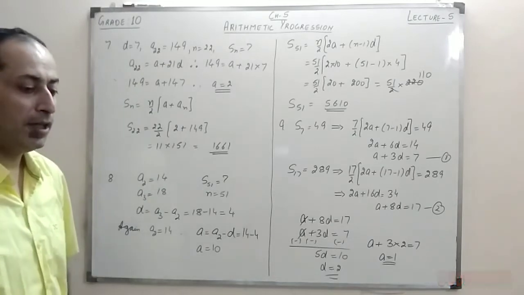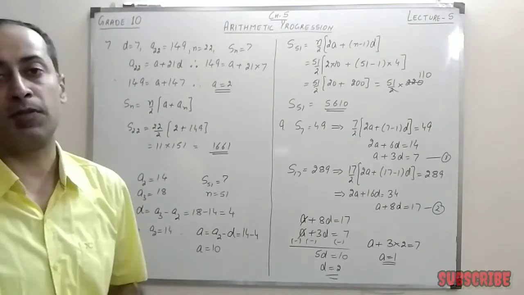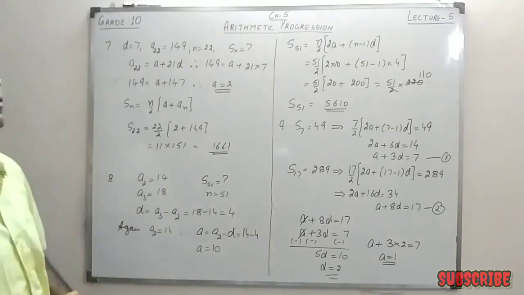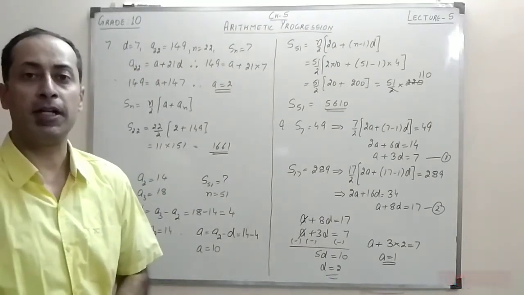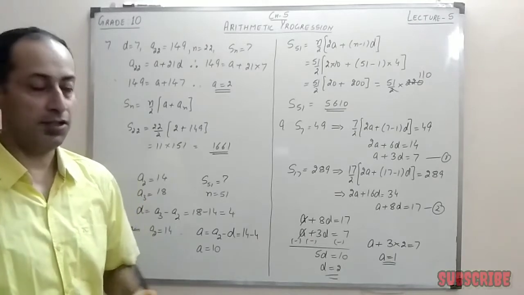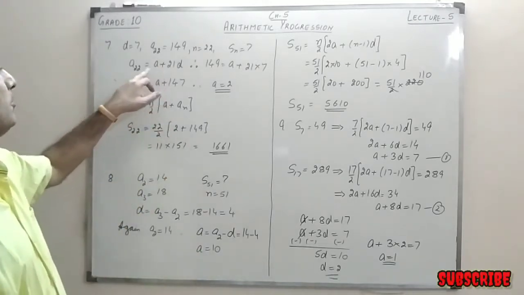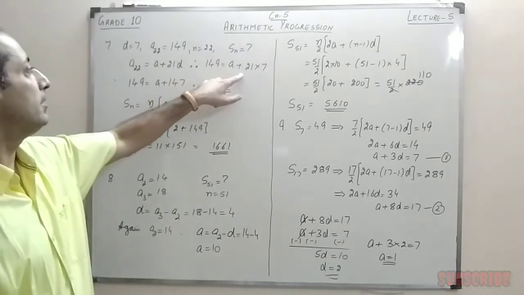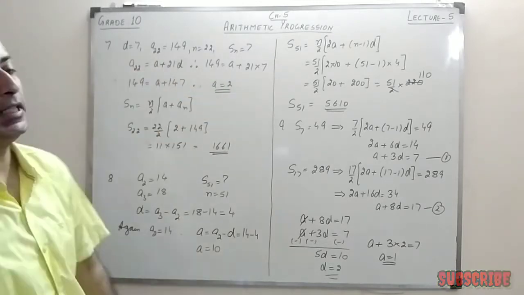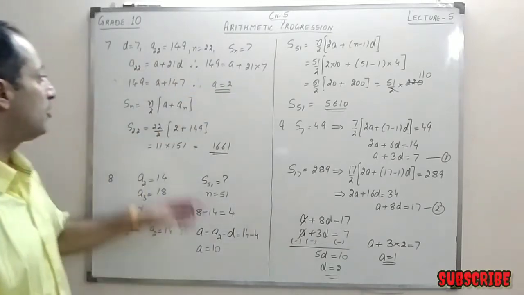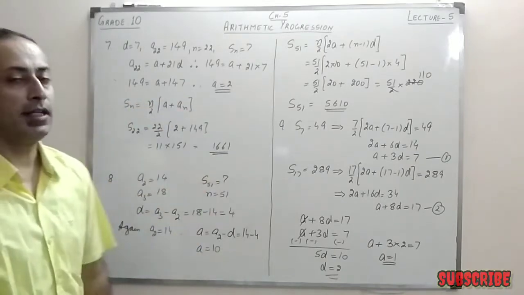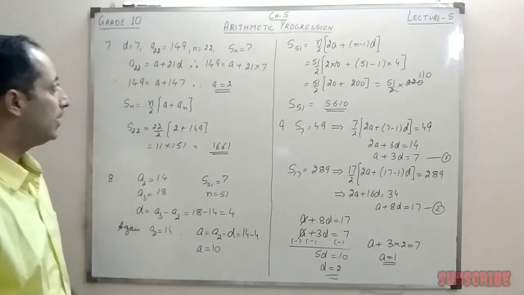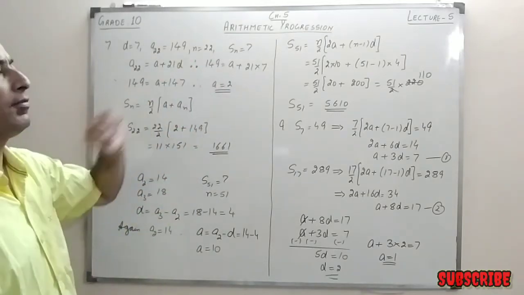Now the first step would be to find the first term of the AP, right? So how do we find it? We know a22 can be written as a plus 21d by using the nth term relation. We substitute the values here. a22 is 149, a plus 21 into 7 because d is 7. We substitute the values and we get a equals 2. So we have got the value of a now.